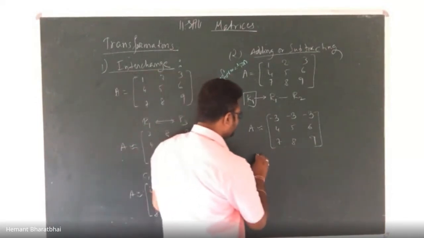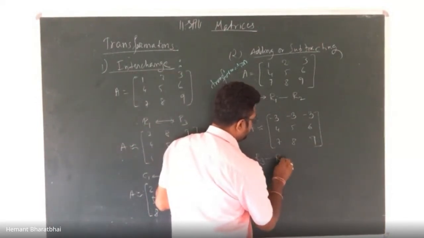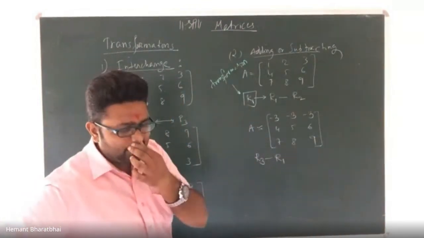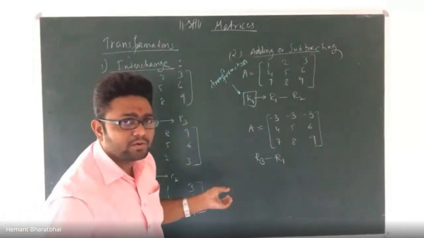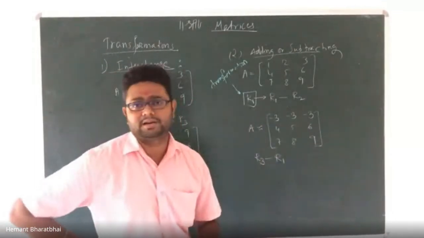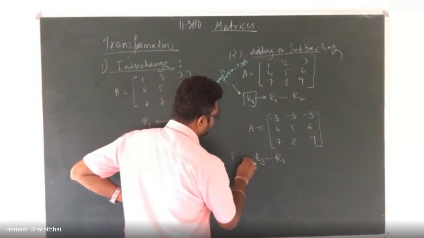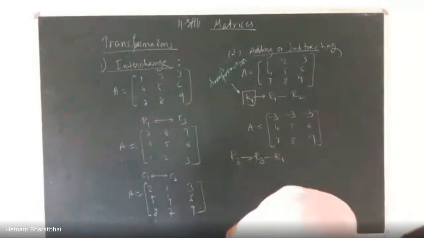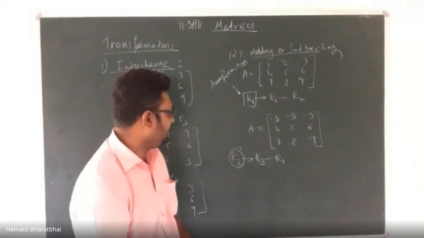If I write something like this, R3 minus, say, R1. And again, to tell our mind that we don't make a mistake, what I'm going to do is subtract R1 from R3. And so I don't get confused, I write something like this: R3. And what transformation am I going to do? So the transformation is going to occur only in R3.